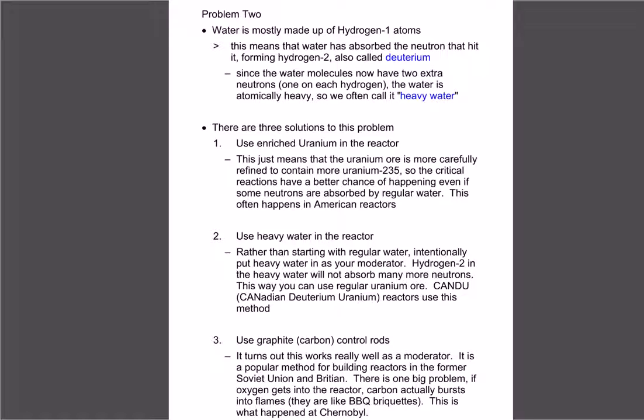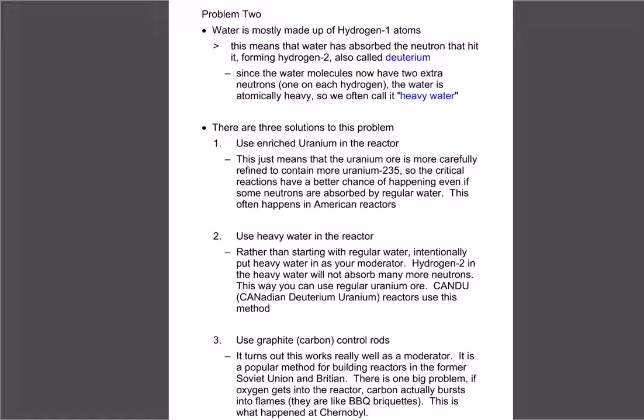So that seems to work good, as we can use water to slow it down, but now the problem is sometimes the water will gain these extra neutrons, and it ends up changing it to hydrogen 2, which we call deuterium. And basically what ends up happening is these water molecules have an extra neutron, and if they have an extra neutron, they end up becoming heavier. They're like double the mass, so we often call it heavy water.